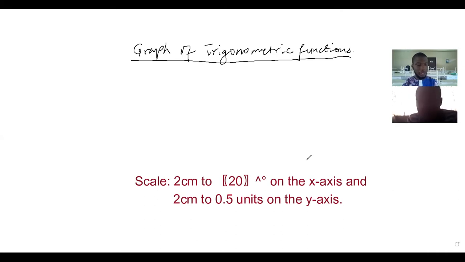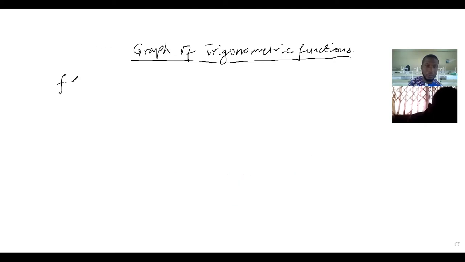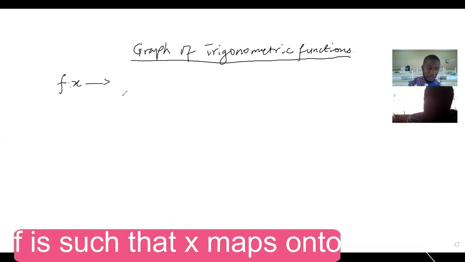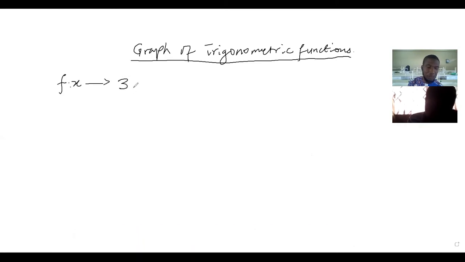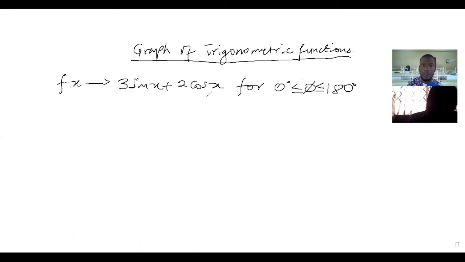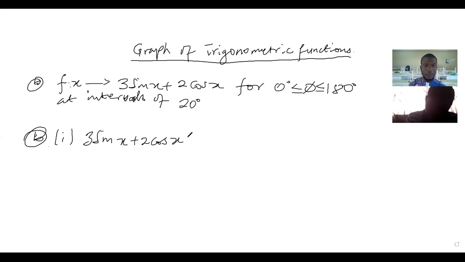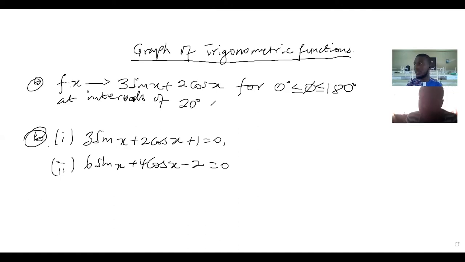Draw the graph of 3 sine x plus 2 cos x. I'm writing that on the board. I'm not asking you to do it, we'll do it together.